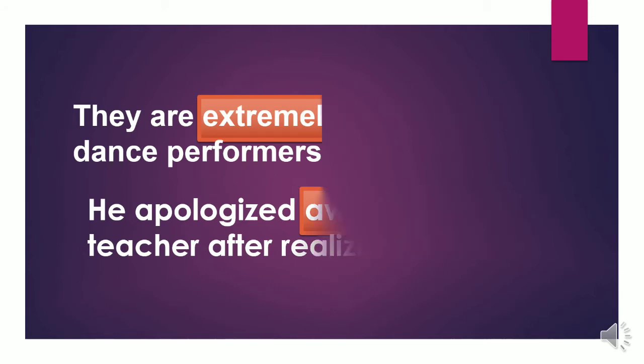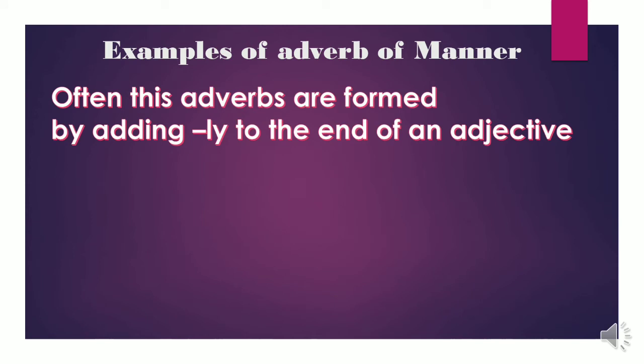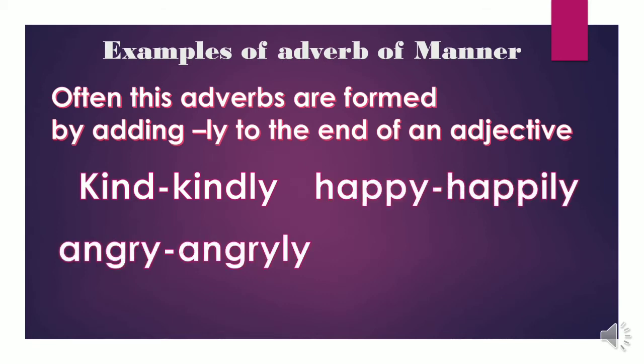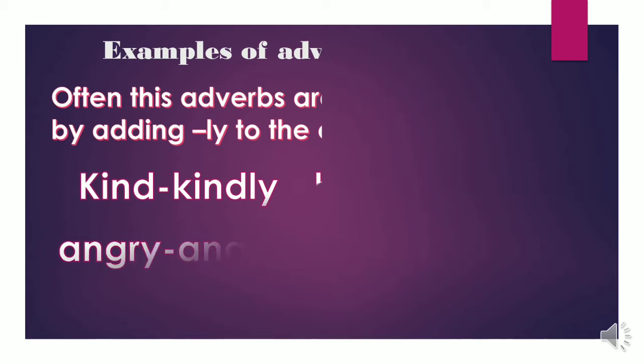Okay, children, what did you observe about the words? The adjective is added only with the letters ly, so it becomes an adverb of manner. I have here examples of adverbs of manner. Often, these adverbs are formed by adding ly to the end of an adjective. Example: the adjective kind, added only ly, becomes kindly. Happy, happily. Angry, angrily. Lucky, luckily. It is very easy, children, just add ly to the adjective, so that is an adverb of manner.